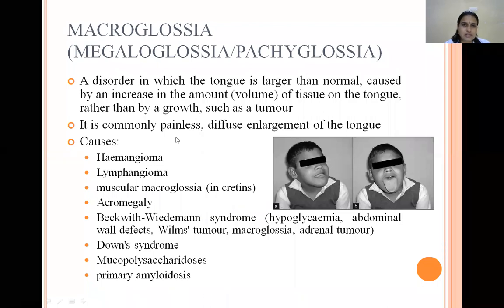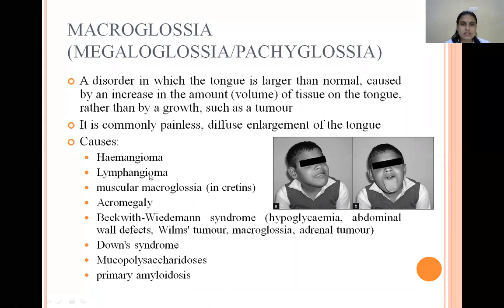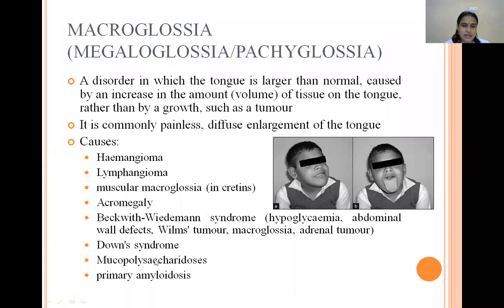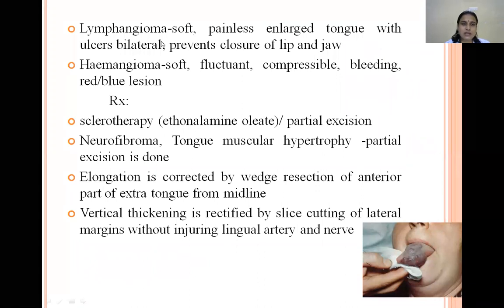The most common causes are syndromes like Down syndrome and Beckwith-Wiedemann syndrome. Also, hemangioma and lymphangioma of the tongue will cause macroglossia. The other causes are acromegaly, mucopolysaccharidosis, and primary amyloidosis, which is deposition of amyloid in the tongue. When the cause is lymphangioma, the tongue is soft and painless, with ulcers on both sides. Because of difficulty in closure of the lip and jaw, you find ulcers.